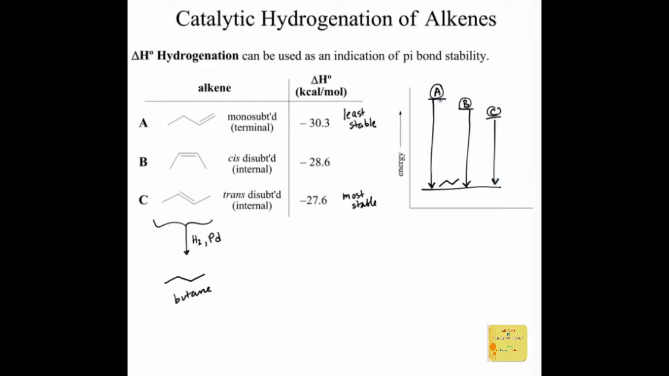Because A starts out as the least stable, the highest energy, it gives off the most heat when it's hydrogenated. That's why this number is the biggest number. C, because it's the most stable, starts out at the lowest energy, so it does not have as much heat to give off when the hydrogenation takes place. So if given some heat of hydrogenation data, we should be able to interpret that into something about the stability of the alkenes that we're comparing.